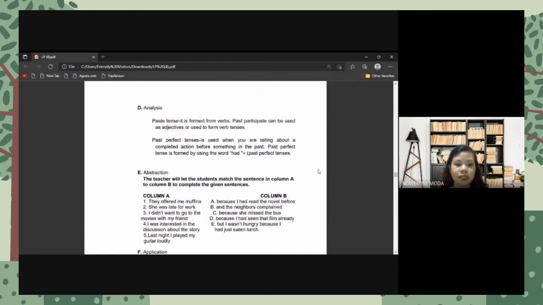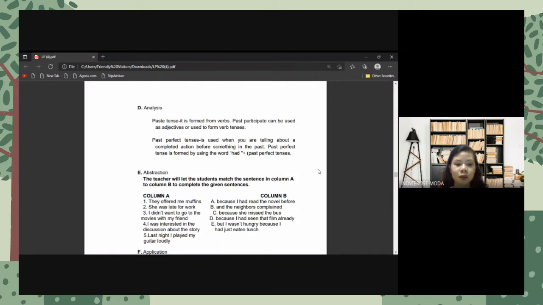So let's go to the analysis. In the analysis, the teacher should discuss the past tense and the past perfect tense. The past tense is formed from verbs, and the past participle can be used, and adjectives are used to form a verb tense.